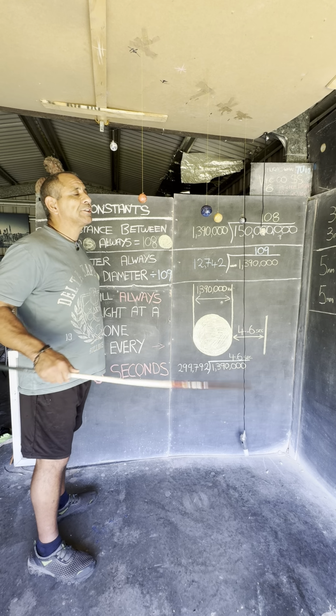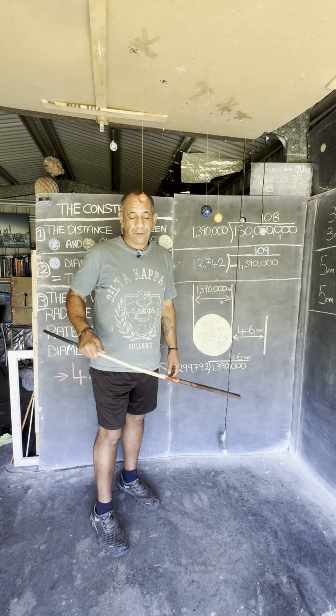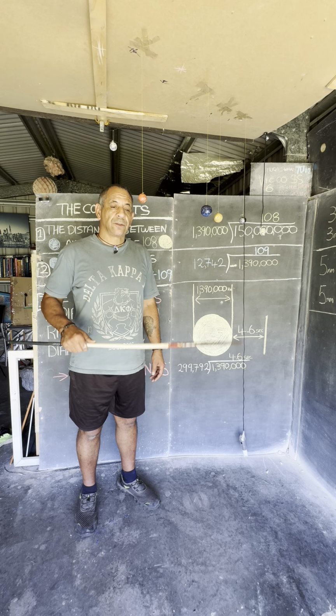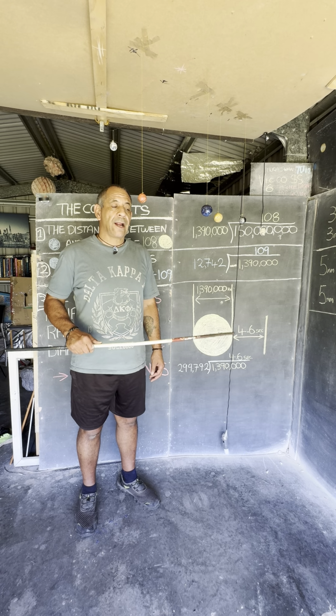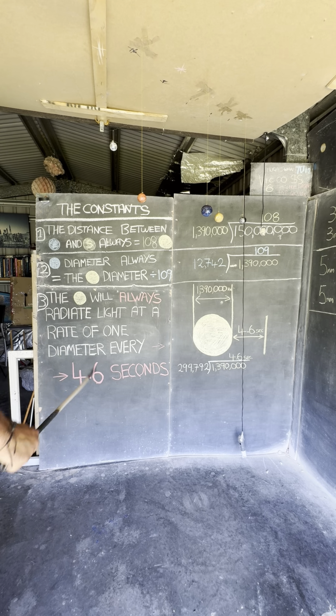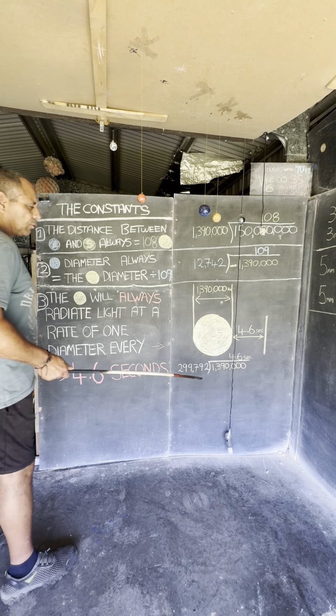It doesn't matter what size diameter you're using for the sun. If you divide it by 109, you will get a very accurate measurement for the Earth's diameter, all right? And the other one, which is very important, the sun will always radiate light at a rate of 1 diameter every 4.6 seconds.